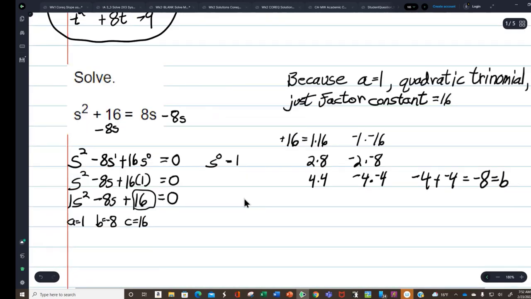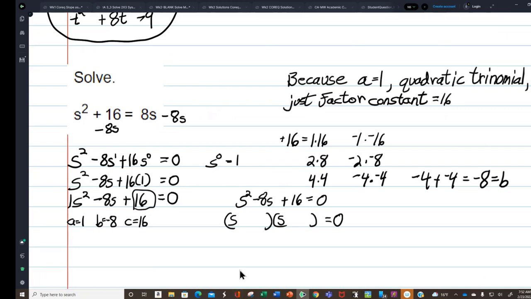S squared minus 8s plus 16 equals 0 can be written as: take the s squared, write one of the s's here and one of the s's here, and then each of our numbers over here are going to be negative 4, which I write as minus 4. Minus 4. Notice they're identical.